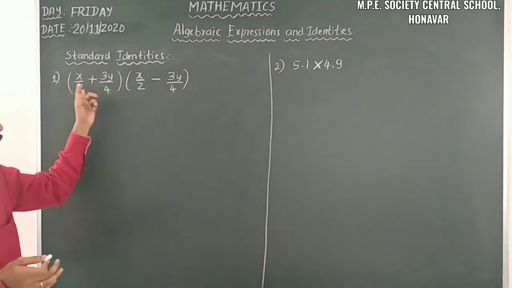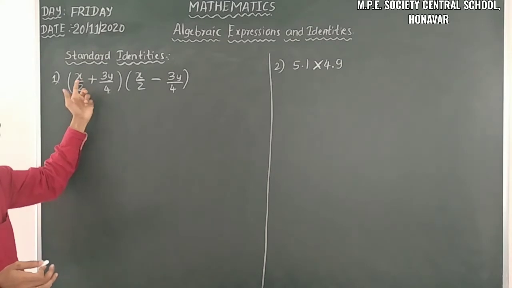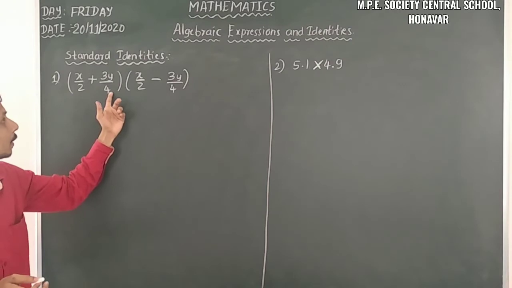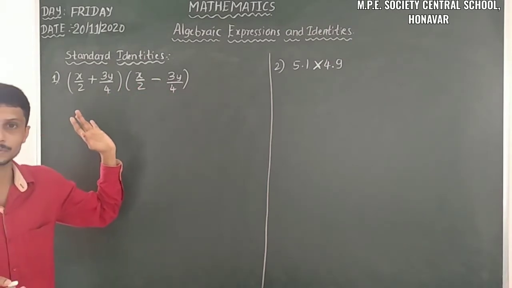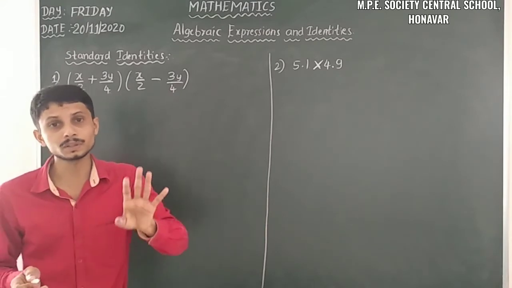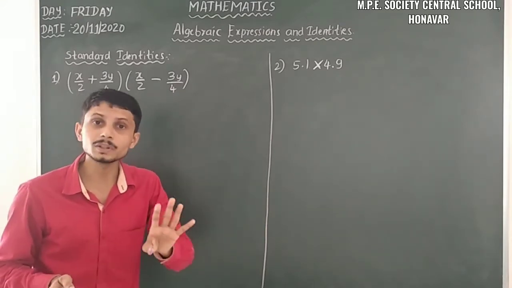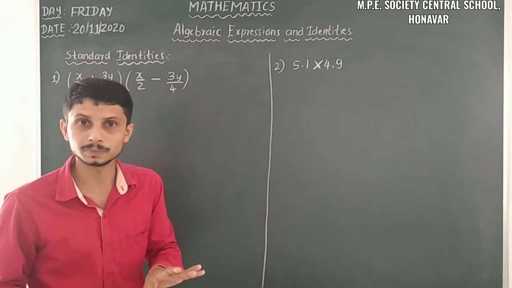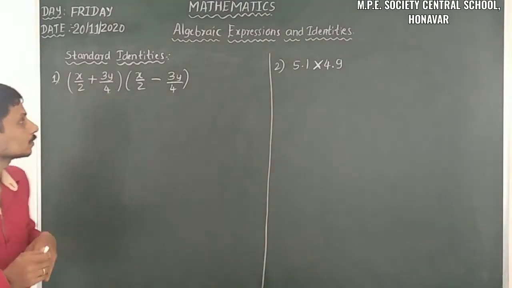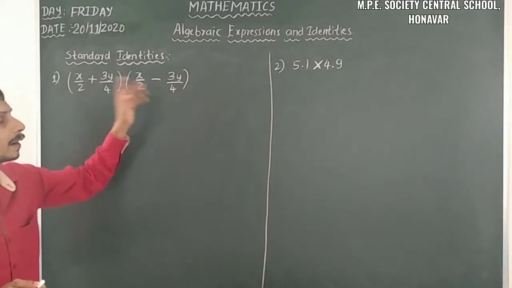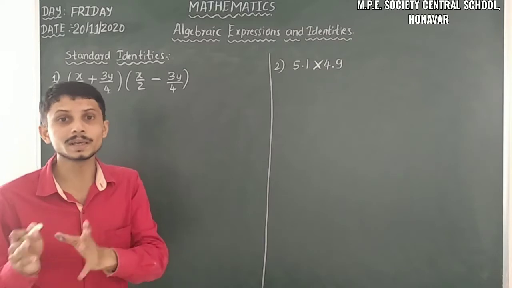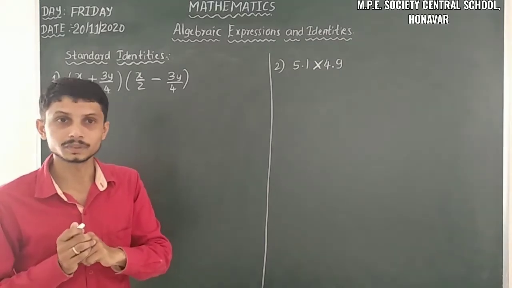Here just observe, here a part is x by 2 and this part is also x by 2, the same, and this part is 3y by 4 and this part is also 3y by 4. There are three possibilities: (a plus b) into (a plus b), (a minus b) into (a minus b), and (a plus b) into (a minus b). Here it is plus and minus, so we can take (a plus b) into (a minus b) here. So let us take that one.